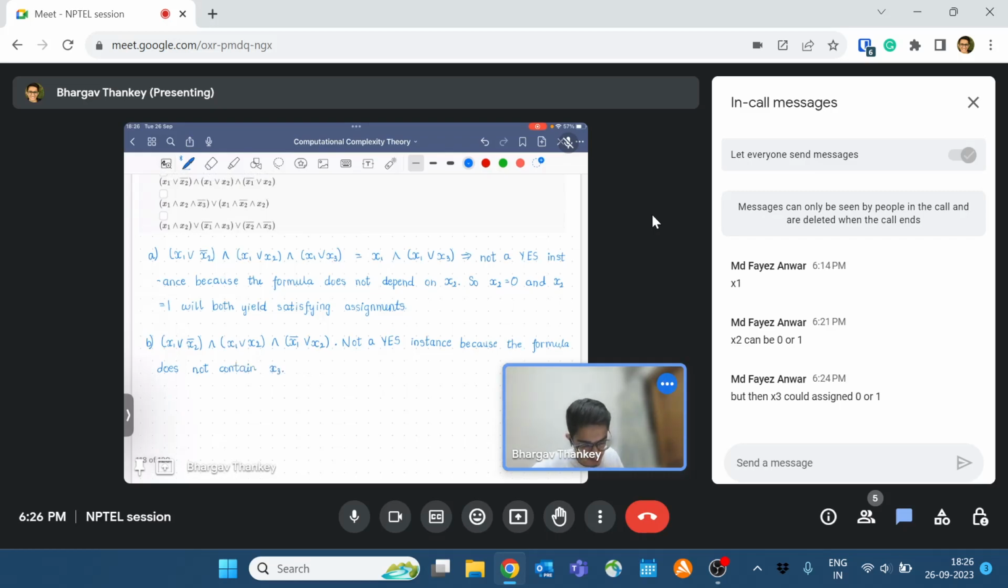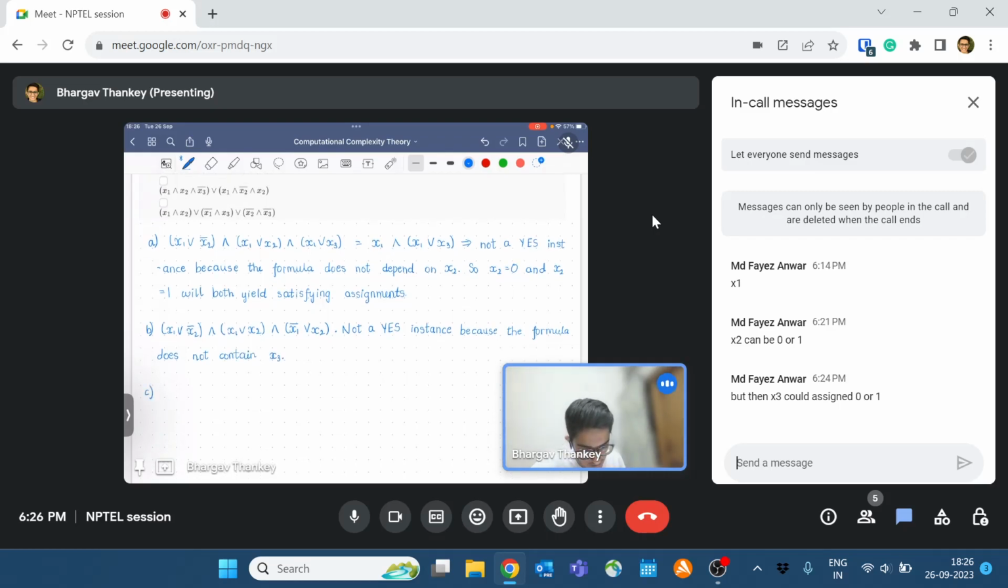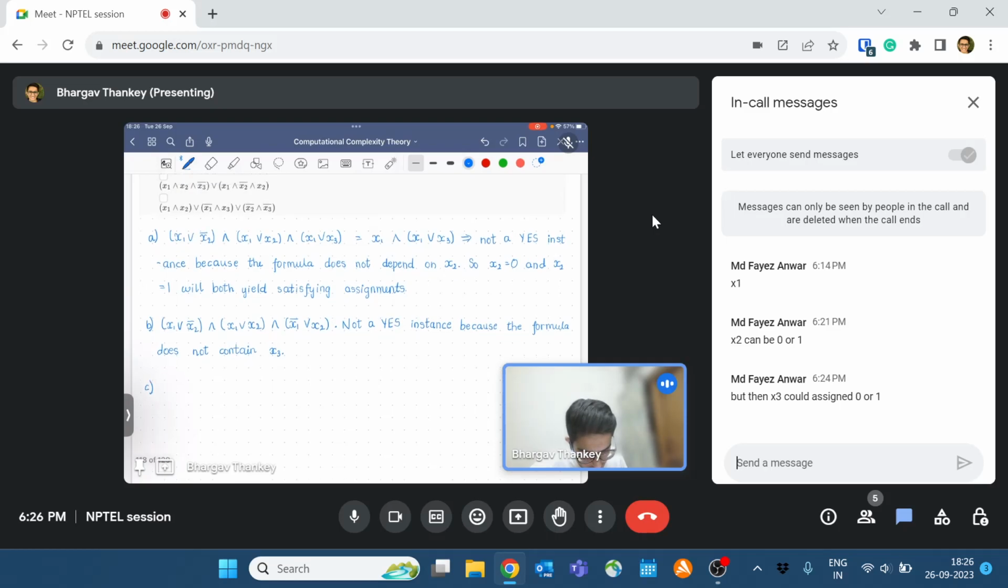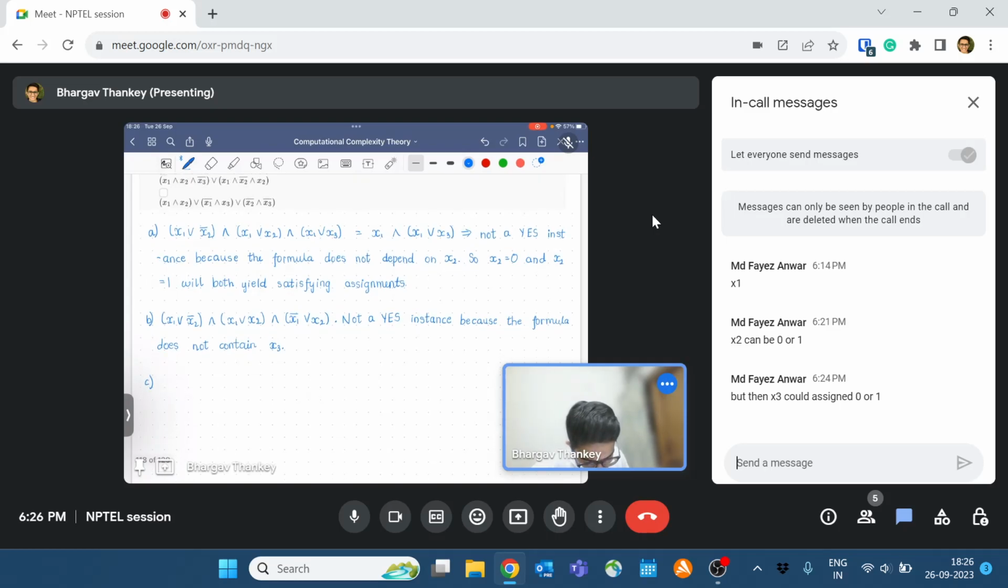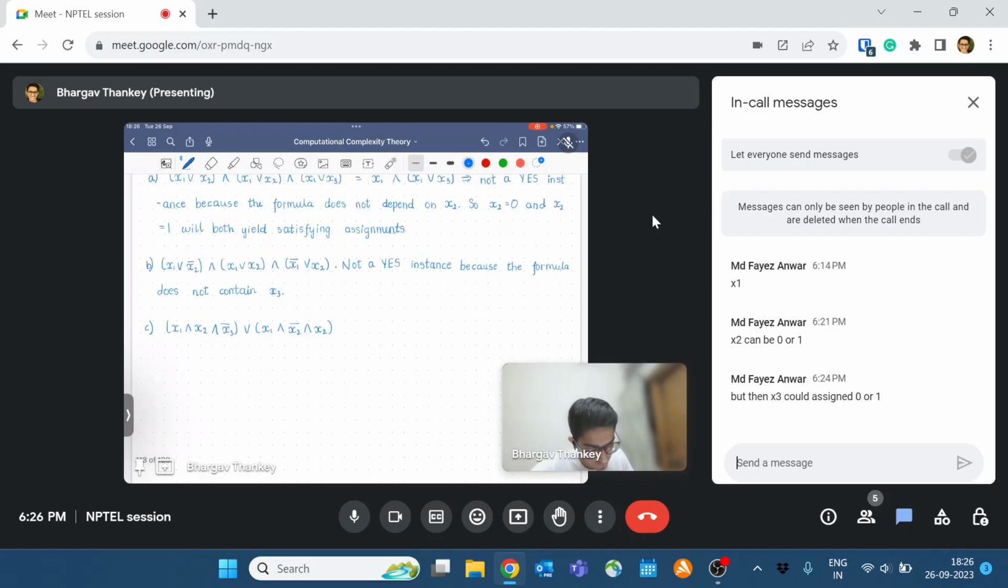So now let's look at C. What is C? C is definitely a yes instance. Let me first try to tell you why. Because the second term is false, the first term has to return true, and then we can have only one assignment because in the first term we have only ANDs and do not have ORs.